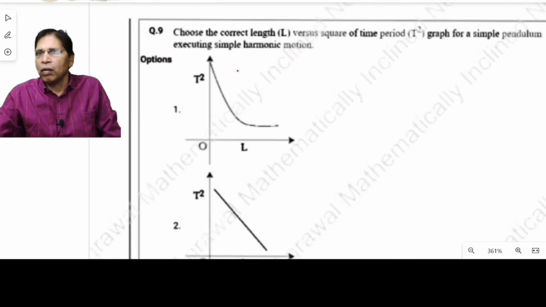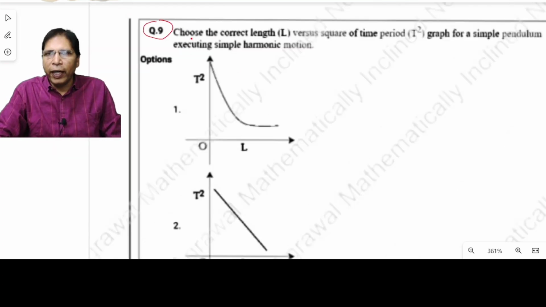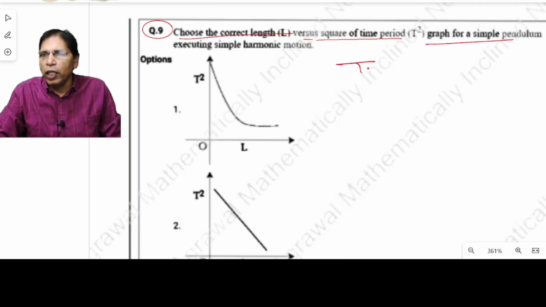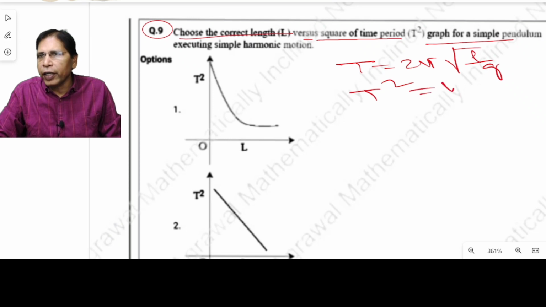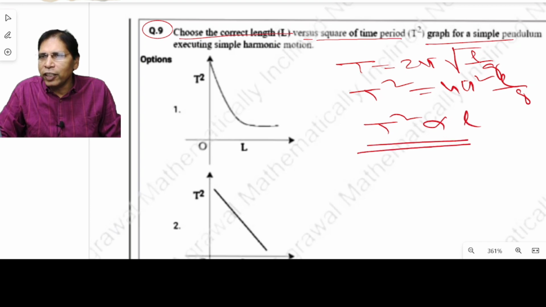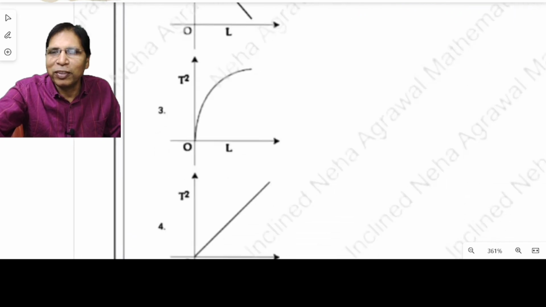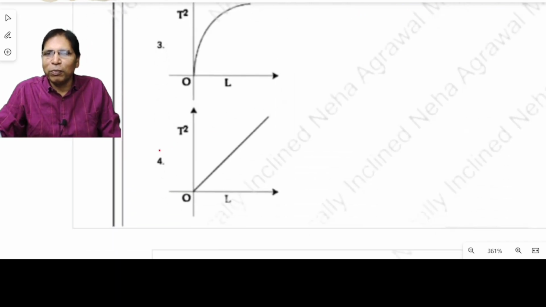Okay. Now question number 9. Choose the correct length versus the square of time period graph of a simple pendulum. You know T equals 2 pi root under L by g. So T square equals 4 pi square L by g. So T square is proportional to L. So this is a straight line graph passing through the origin. Now what are the options? Look at this, option 4 is correct.